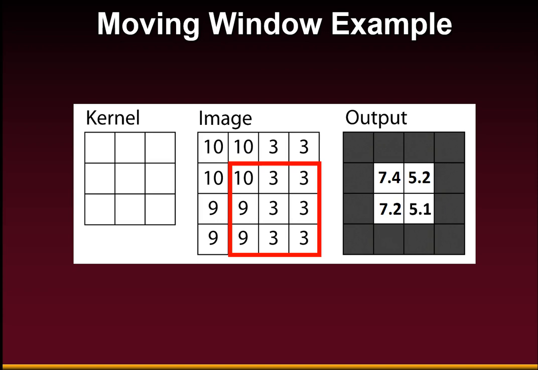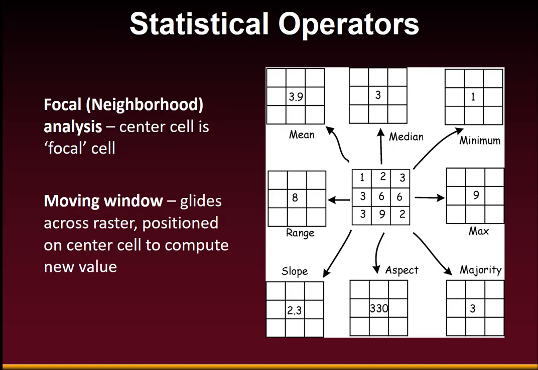Now, you may have noticed that the cells around the outside did not get computed. Those are the gray cells on the output image. This is because the 3 by 3 window cannot be centered on those edge cells without having empty cells, which would bias the results. There are ways to deal with edge cells in focal operations, but we won't be covering them in this lecture.